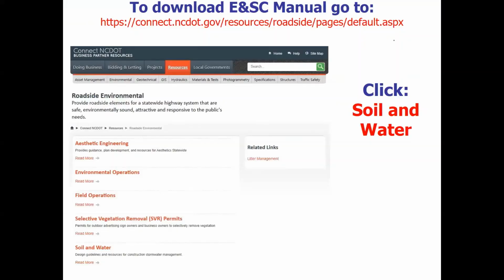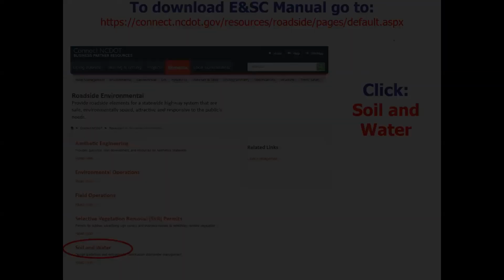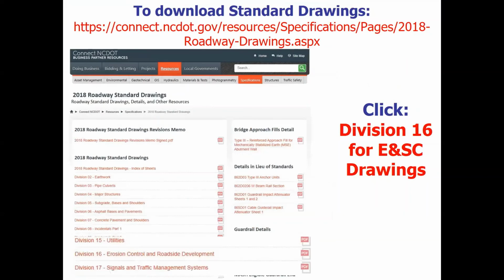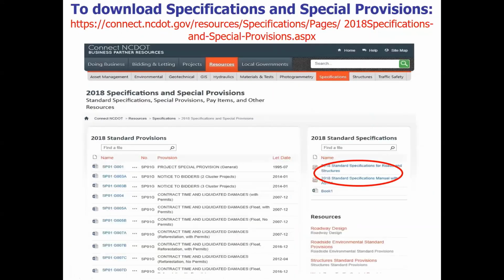So you just want to go to the connect.ncdot.gov, or you can just Google it. You'll get there eventually. Roadside environmental, and look at soil and water, and there's our manual right there. If you love drawings, you can also download these drawings that we've seen as well. So I think those are in one of the handouts that Joni sent, these drawings.